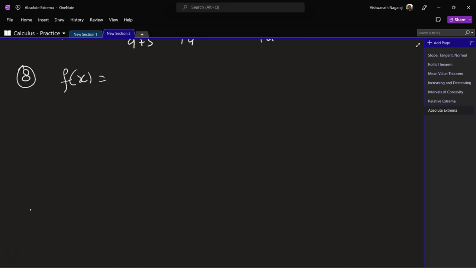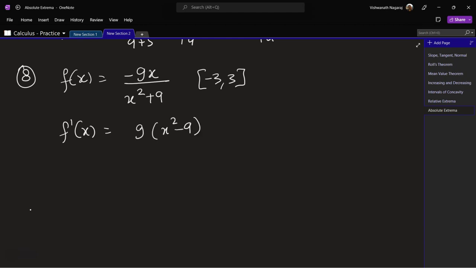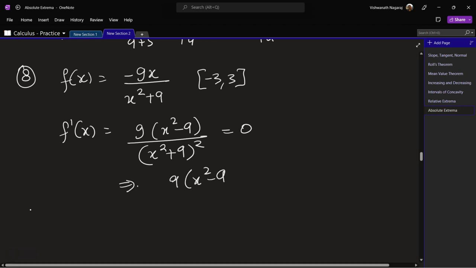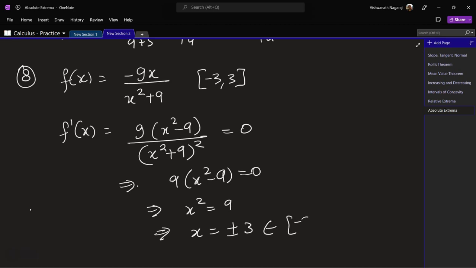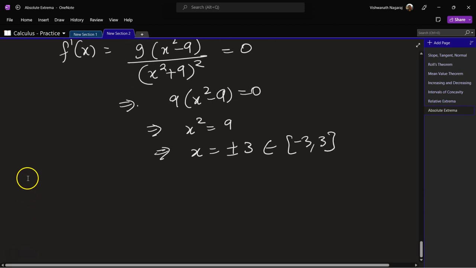f of x is equal to minus 9x by x square plus 9 in the interval minus 3 comma 3. f prime of x is 9 times x square minus 9 by x square plus 9 square. I have written the derivative directly, you can work it out. If we equate it to 0, we get 9 times x square minus 9 equal to 0, which implies x square equal to 9, which implies x equal to plus or minus 3, and both belong to minus 3 comma 3, and moreover these are the endpoints. So endpoints are going to be the maximum and minimum.